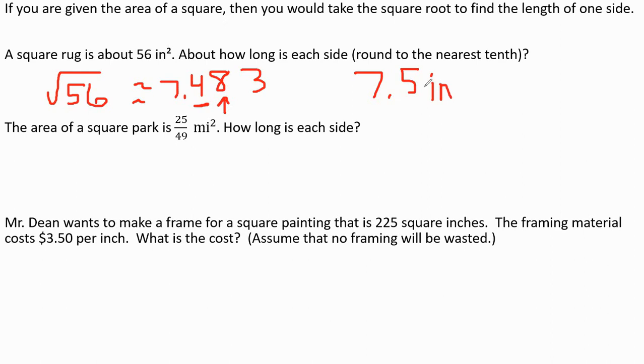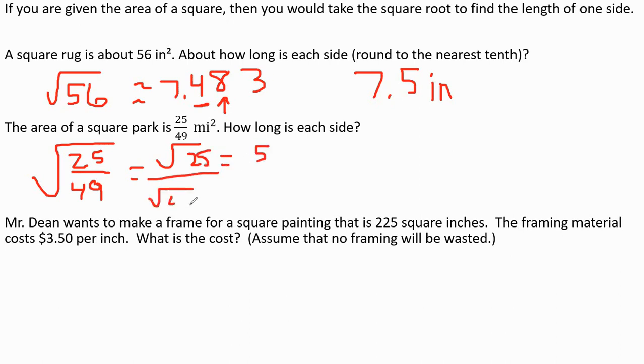The next one is the area of a square park is 25 over 49 miles squared. How long is each side? Well, what we do, hopefully remember this from a prior video, is we take the square root of the top, the numerator, and the square root of the bottom, or the denominator. And the square root of 25 is 5, and the square root of 49 is 7. So this would be 5/7 of a mile for each side of the square park.